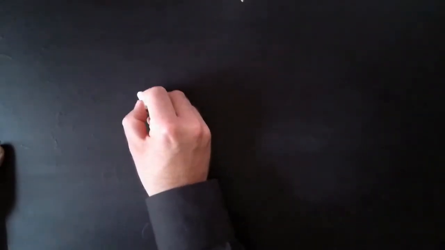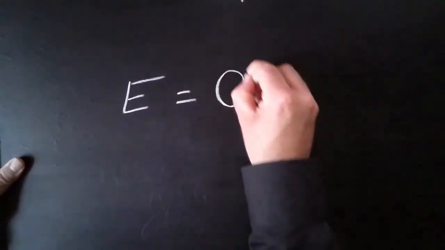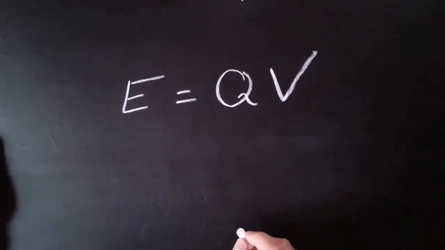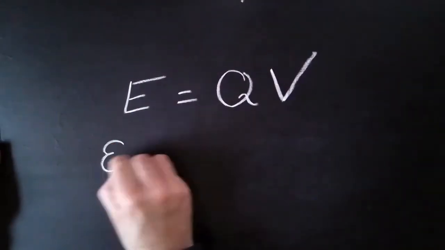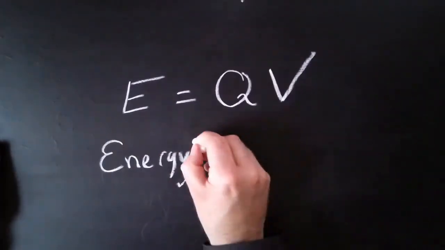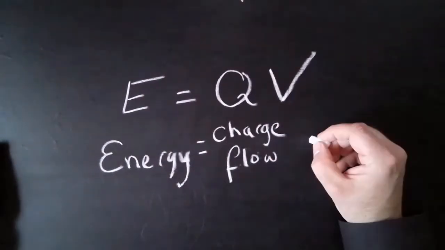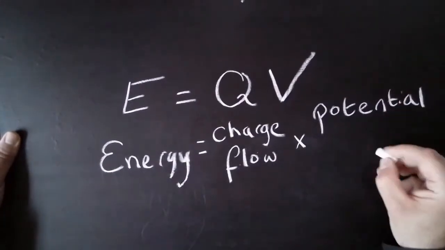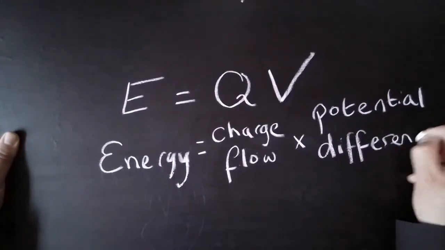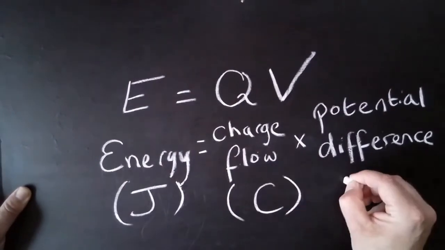However, in your exams, this is the version of the equation that you are given, which is E equals QV, which is energy is equal to the charge that's flowing multiplied by the potential difference across the component. And those units, joules for energy, charge in coulombs, and potential difference in volts.